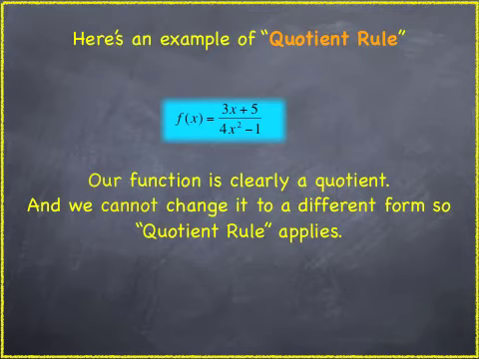So we have a function f of x equals (3x plus 5) over (4x squared minus 1). And if you look here, our function is clearly a quotient. We cannot change it to a different form, so quotient rule makes the most sense.